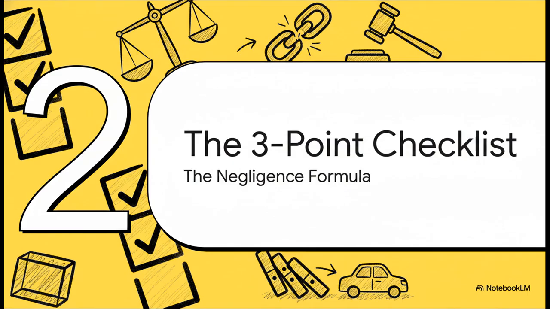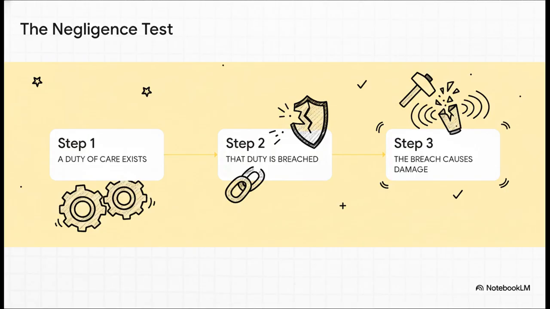Now, what's really cool about that legal definition is that it gives us a perfect three-part checklist. This is the exact formula a court uses to figure out if a negligence claim is actually valid. And here they are. A court is going to ask 3 questions. 1. Was there a duty of care in the first place? 2. Was that duty broken? And 3. Did that break directly cause the damage? If you want to make a claim, you have to be able to prove yes to all 3. So let's take a quick look at each one.